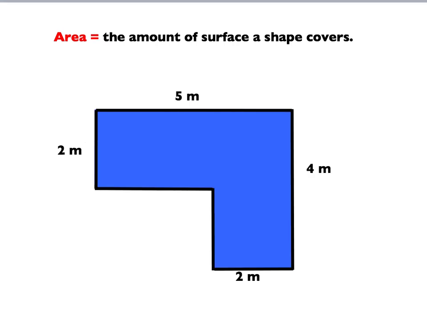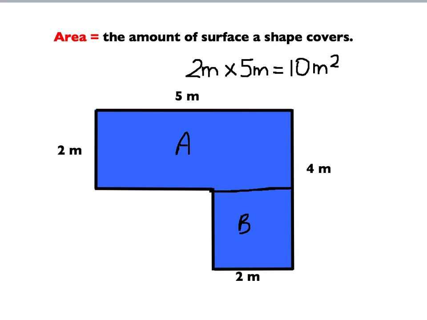Here is an irregular shape, and we're going to try and find the area. And to do this, we're going to cut it into 2 smaller, simpler shapes, like this. And I'm going to label them A and B. Starting with A, I'm going to multiply 2 metres by 5 metres to get my area. 2 metres times 5 metres gives me an area of 10 metres squared. So my shape A is 10 metres squared.